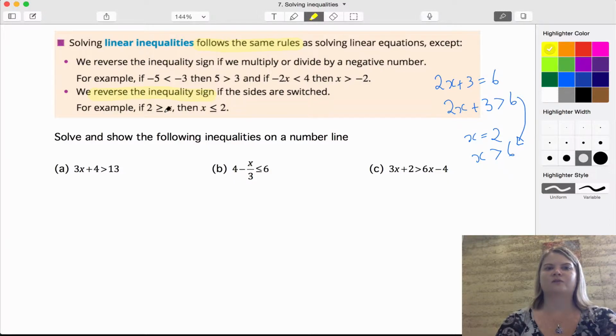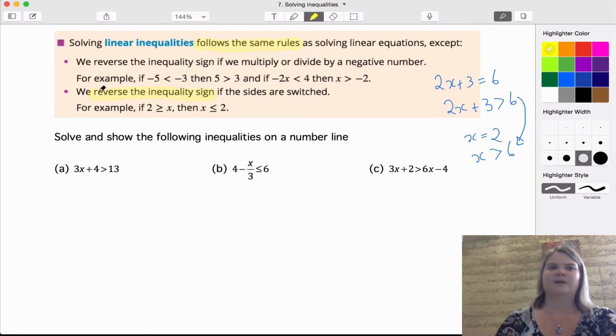So if you've got 2 is greater than or equal to x and you want to make it your final answer, because your final answer needs to start with x, you flip the x around to the other side and you flip the inequality sign around. A good way to remember that is to look at which direction the sign is pointing. It's pointing towards the x, so then you move the x over here and keep the sign pointing towards the x.